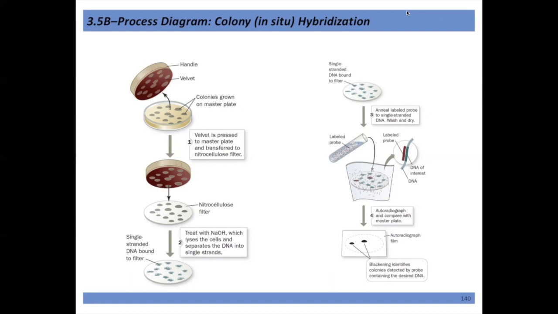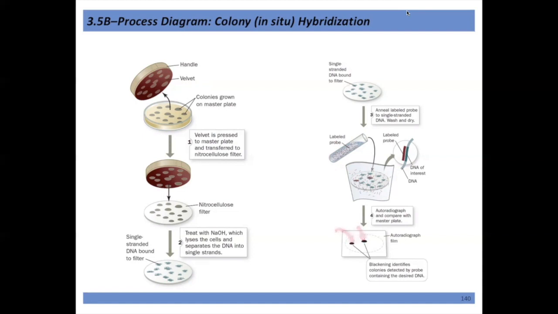And then what you can do, kind of like you do in a southern blot, is you wash over a labeled probe. That labeled probe, you know the sequence of, and it has some type of label on there. Either it's radioactive or it has a fluorescent dye on it. And what it's going to do is find its complement and base pair, and then you wash away everything else. And now, this colony and this colony have the sequence.